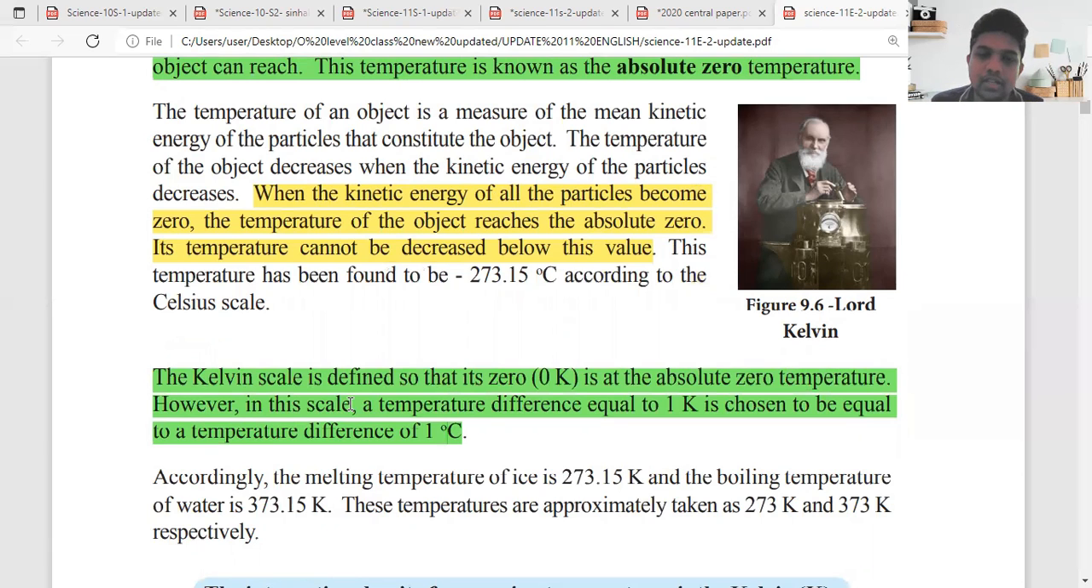However, in this scale, a temperature difference equal to 1 Kelvin is chosen equal to a temperature difference of 1 Celsius.